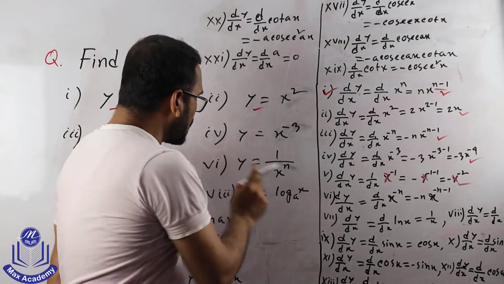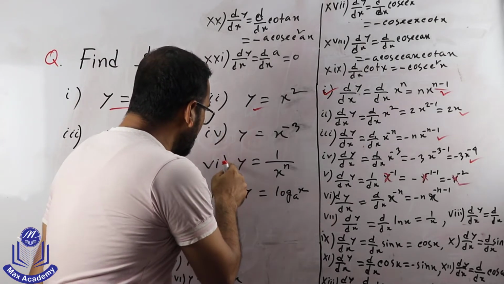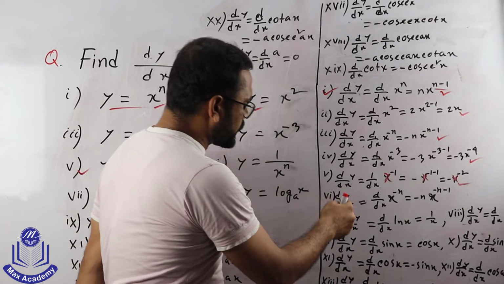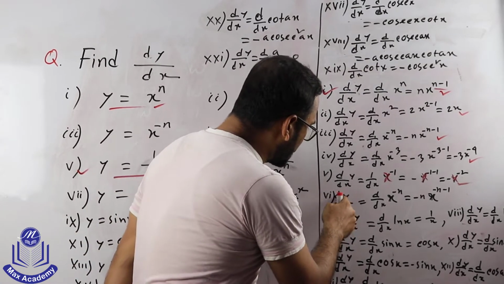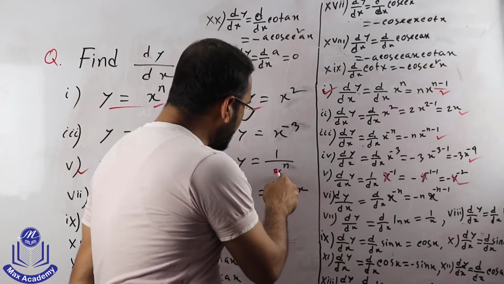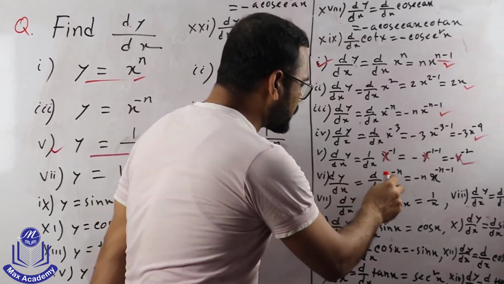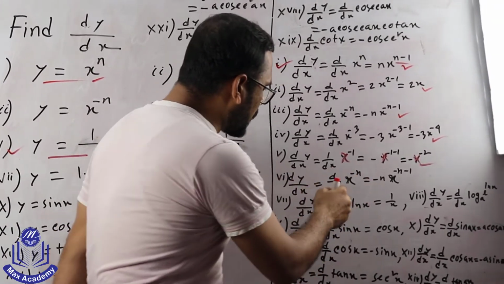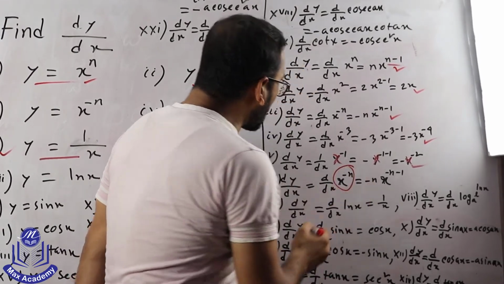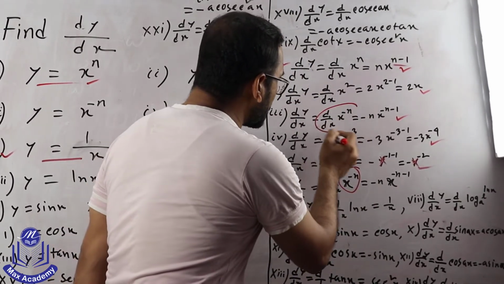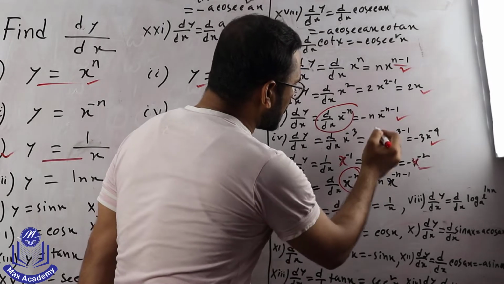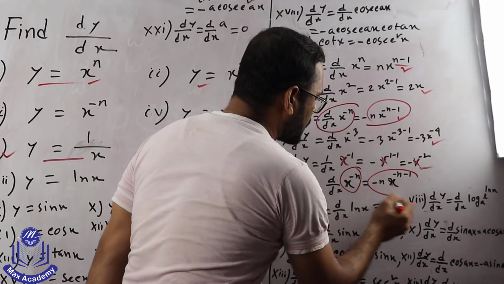Okay, so just take here d/dx. Here I have taken d/dx of 1 upon x to the power n, which means x to the power minus n. Therefore this is completely equal to this, so it will be the same result.